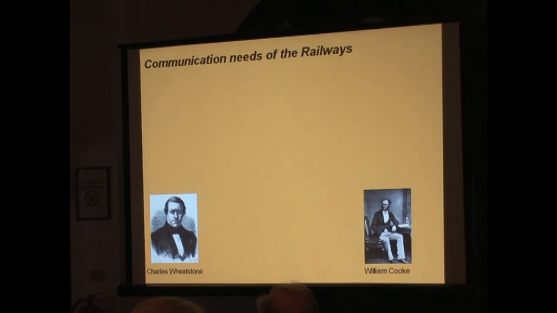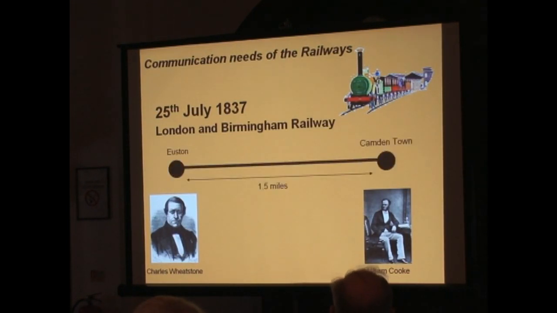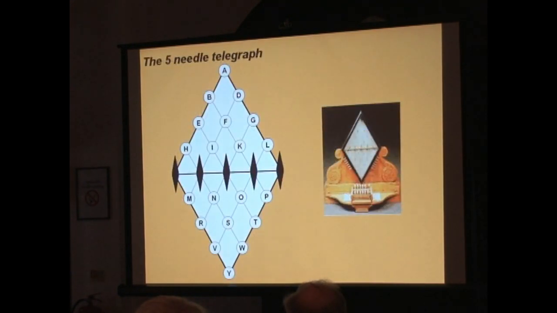Charles Wheatstone and William Cook started to use some of the developments in electricity, and in July 1837 they managed, over a distance of 1.5 miles between Euston and Camden Town, to transmit some messages by the needle telegraph using electricity. And those of you who've looked on the webpage about today will have seen a picture of the replica needle telegraph which Professor Lynch and I built to illustrate some of our lectures.